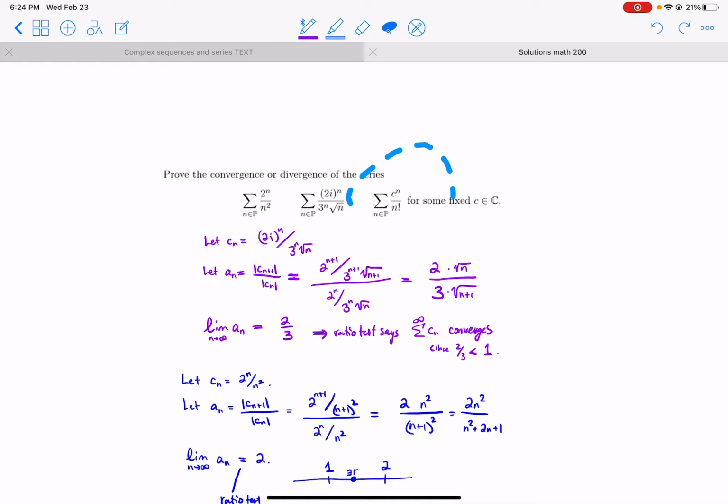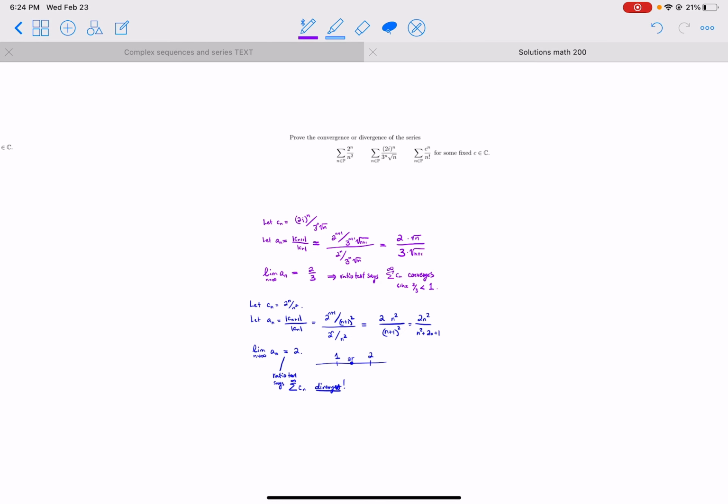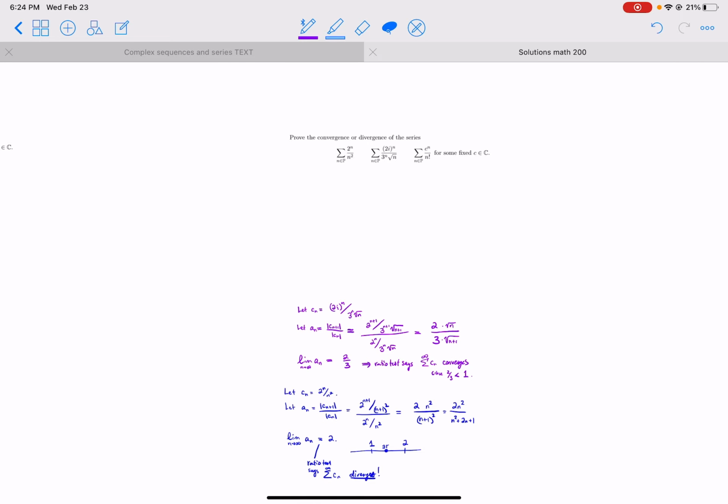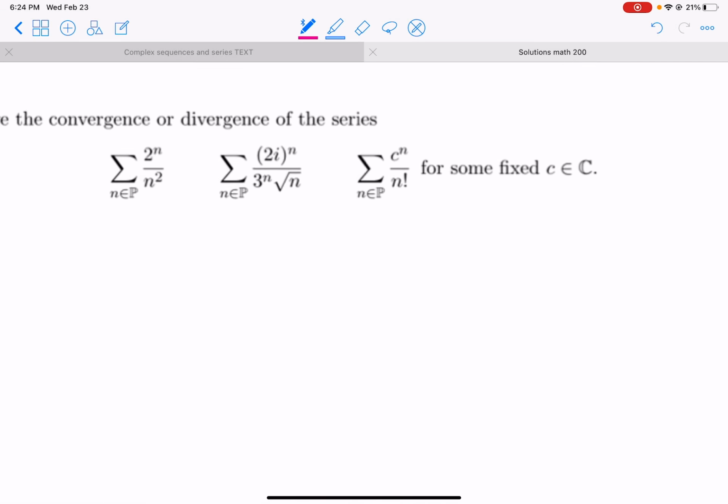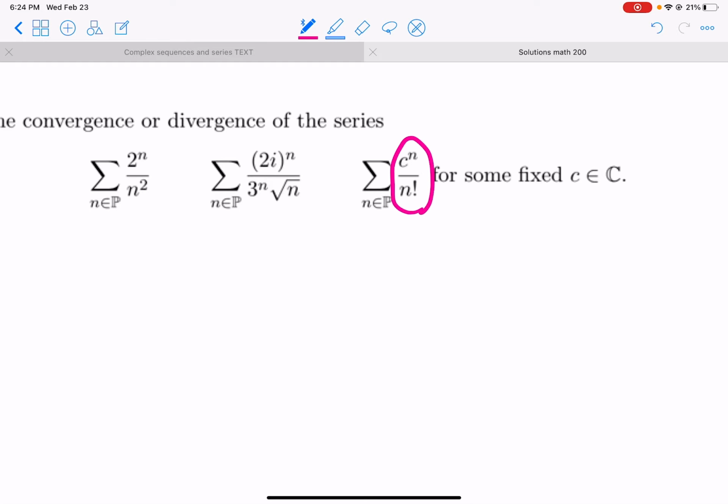Okay, let's get another one. Give me some more room. Here we go. Let's look at these terms of this series. Okay, I was calling things c sub n. Why don't I call it z sub n equals c to the n over n factorial, for some fixed complex number.